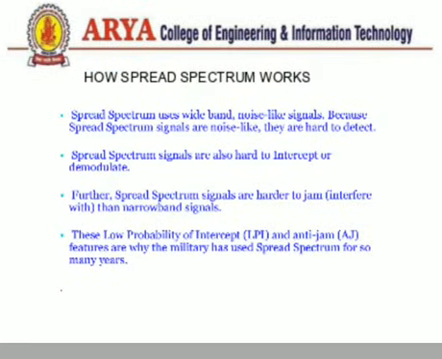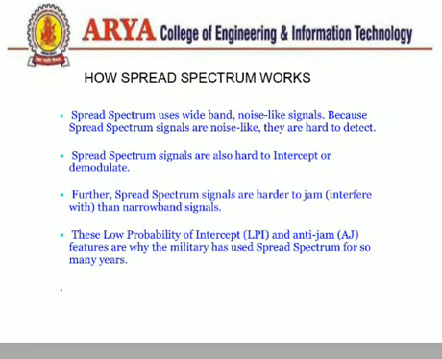How does spread spectrum work? Spread spectrum uses wideband noise-like signals. Because spread spectrum signals are noise-like, they are hard to detect. Next, spread spectrum signals are also hard to intercept or demodulate. Further, spread spectrum signals are harder to jam or interfere with than narrowband signals. These low probability of intercept and anti-jam features are why the military has used spread spectrum for so many years.